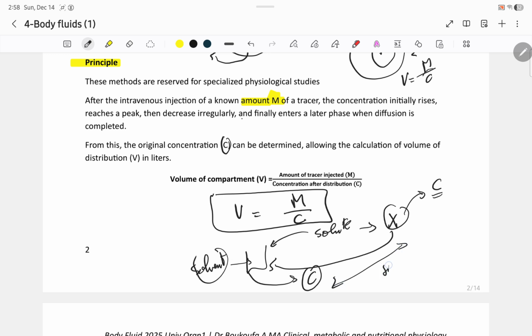It's like this is dilution. We have seen this in high school. Here we have C1 and C2, the concentration of the dilution. After doing this relationship here, the original concentration can be determined, allowing the calculation of the volume of distribution. Then after that, we're going to calculate the volume of the compartments.